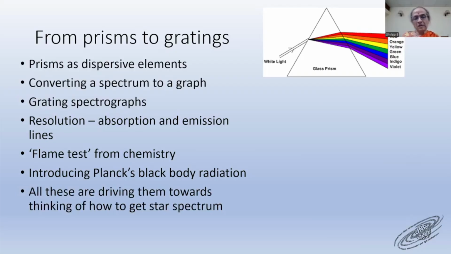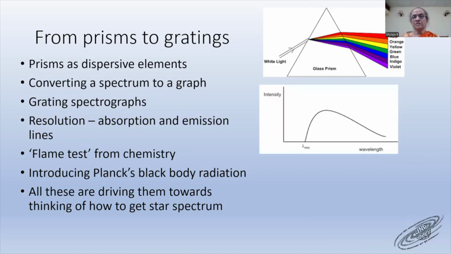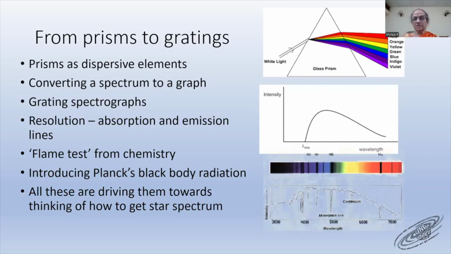Now, after discussing all these things, I need to take them on thinking how to get the star spectrum. So effectively, I have to convert the 7 color band into a graph like this, and I have to tell them that this graph we call the spectrum will be used for identifying the temperature and the other chemical elements. So they learn that the sunlight spectrum is like this with absorption lines, and what is the meaning of the absorption lines and how we interpret them is the procedure now.